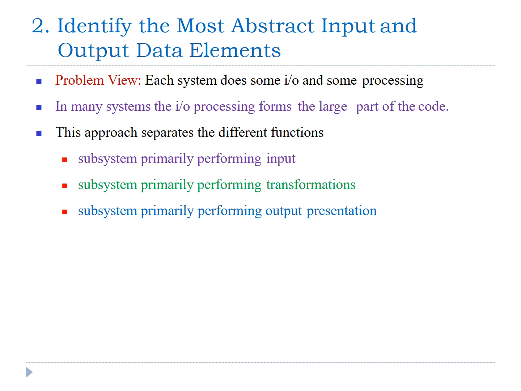Problem view. Each system does some input, output, and some processing. In many systems, the input and output processing forms a large part of the code. This approach separates the different functions as a subsystem primarily performing input, a subsystem performing transformation, and a subsystem primarily performing output presentation. So three categories may be there: input, transformation, and output presentation.